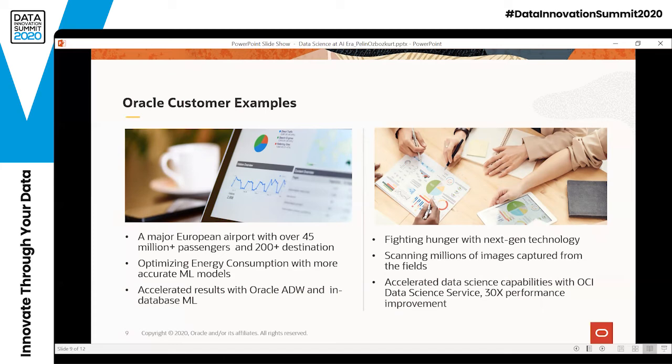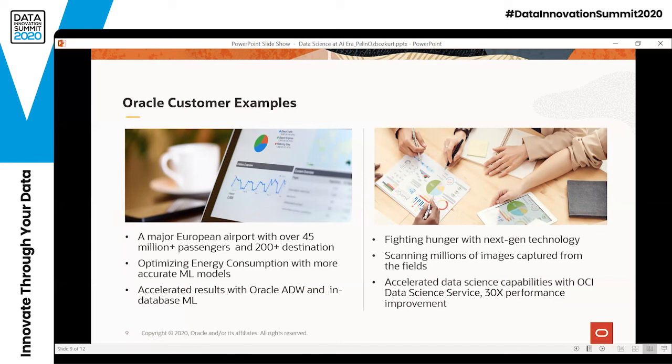That's why they decided to work with Oracle Autonomous Data Warehouse, and they decided to use Oracle in-database machine learning capabilities so that they didn't need to move data from Oracle to anywhere else. That means they can make experiments much faster, try lots of different machine learning models in a more agile way, and that increased the accuracy of the models significantly just within a couple of weeks. So that is what helped this European airport to get better energy consumption models with more accurate machine learning outputs in production.